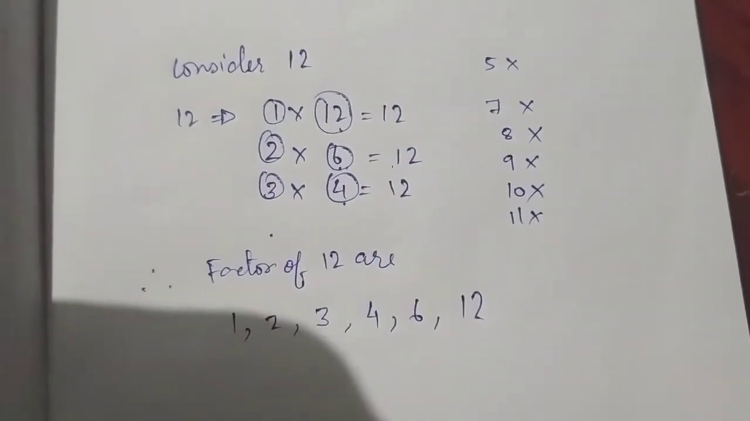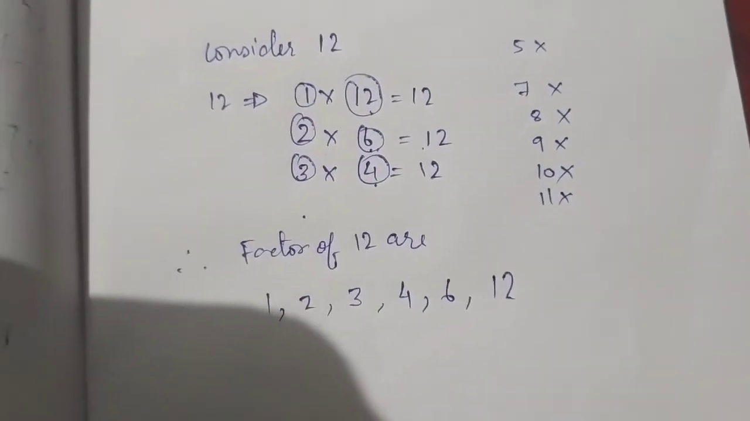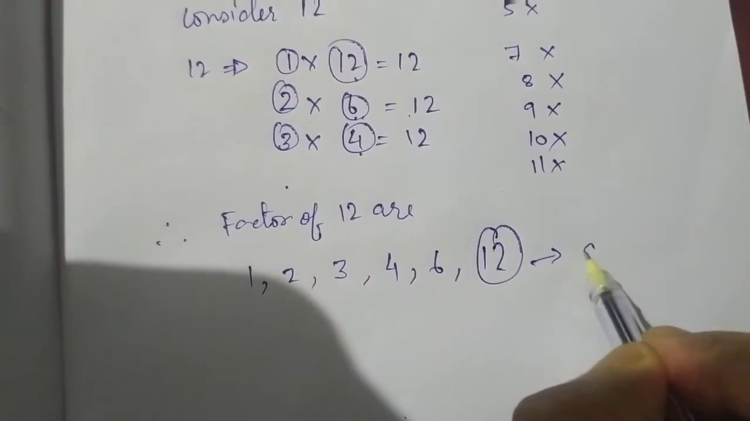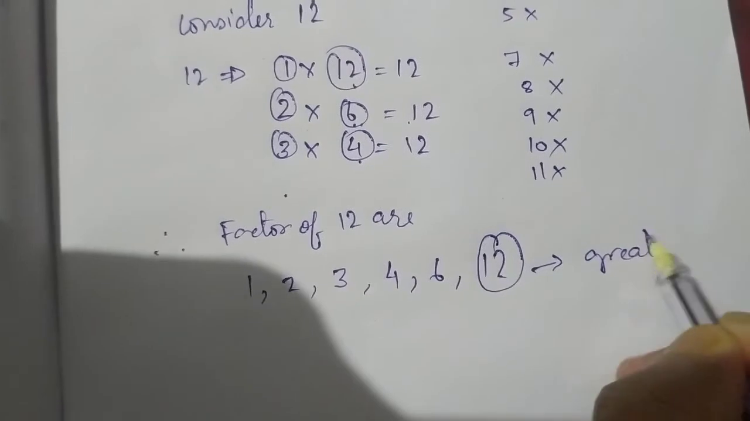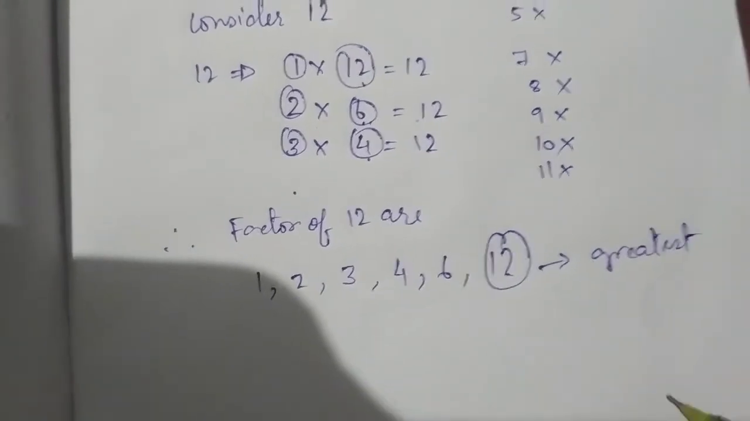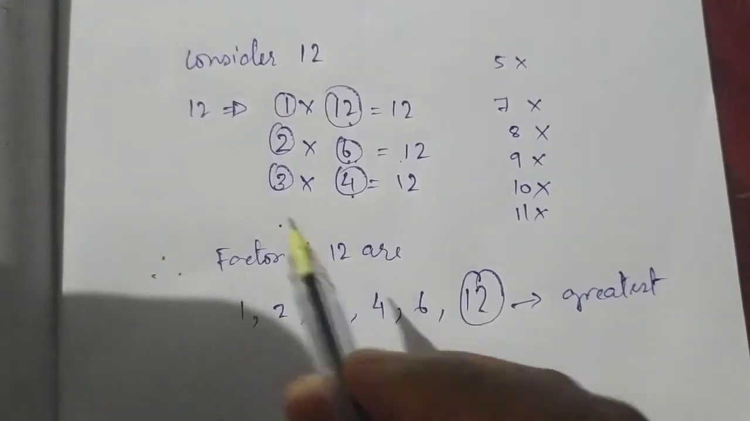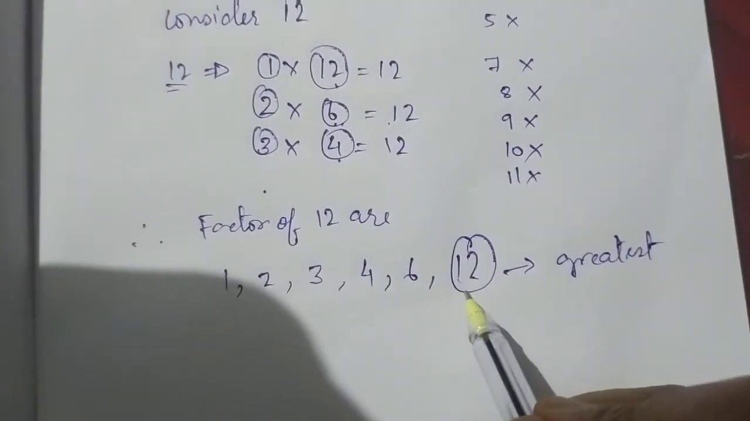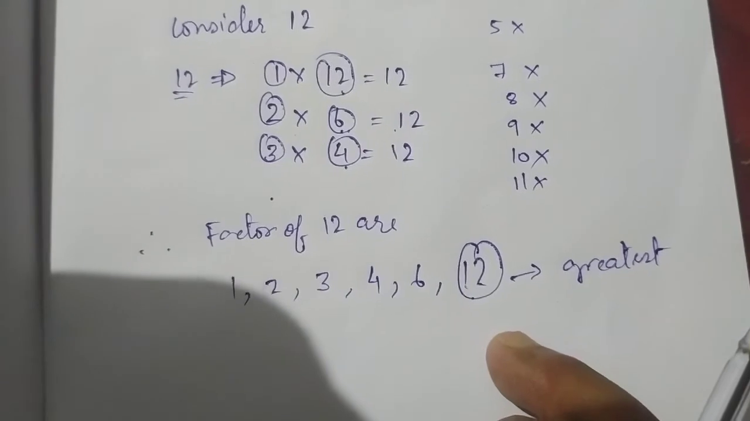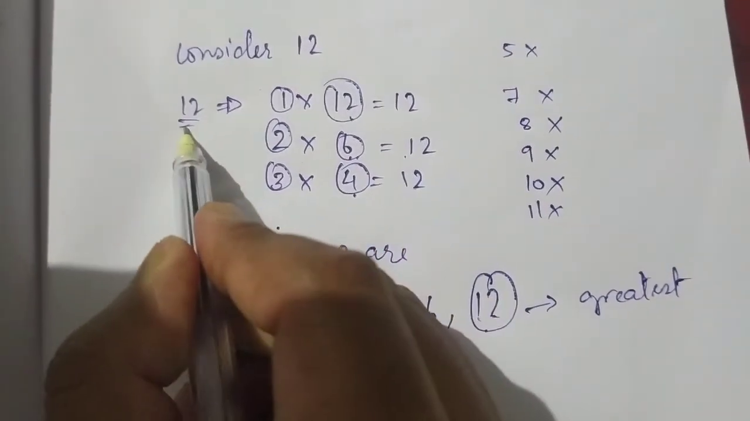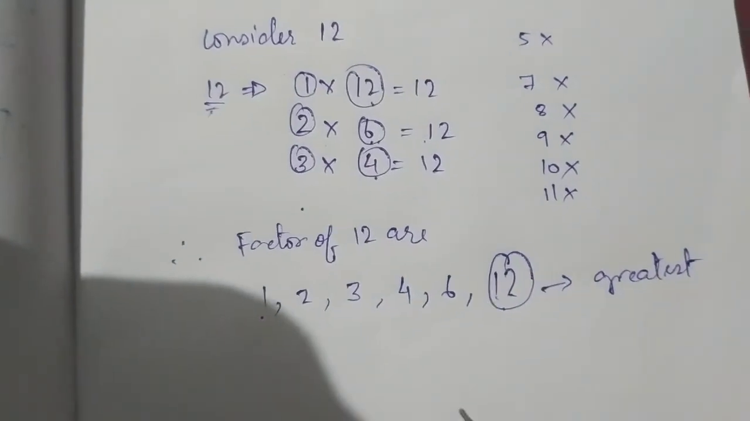Now if we look at the greatest number here, this is the greatest. So if you look, the greatest factor is itself. The number is 12 and the greatest factor also is 12, and 1 is always a factor of that number.